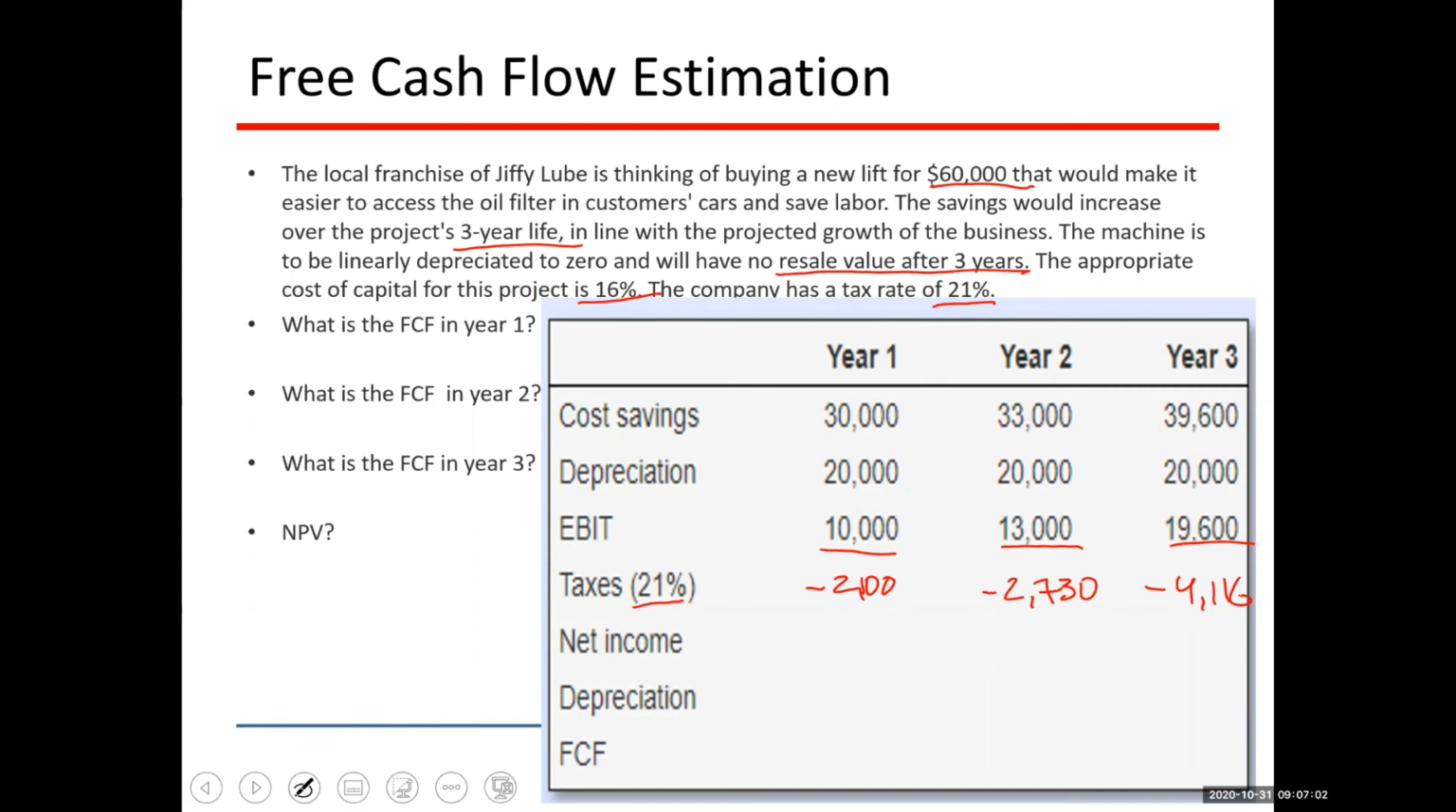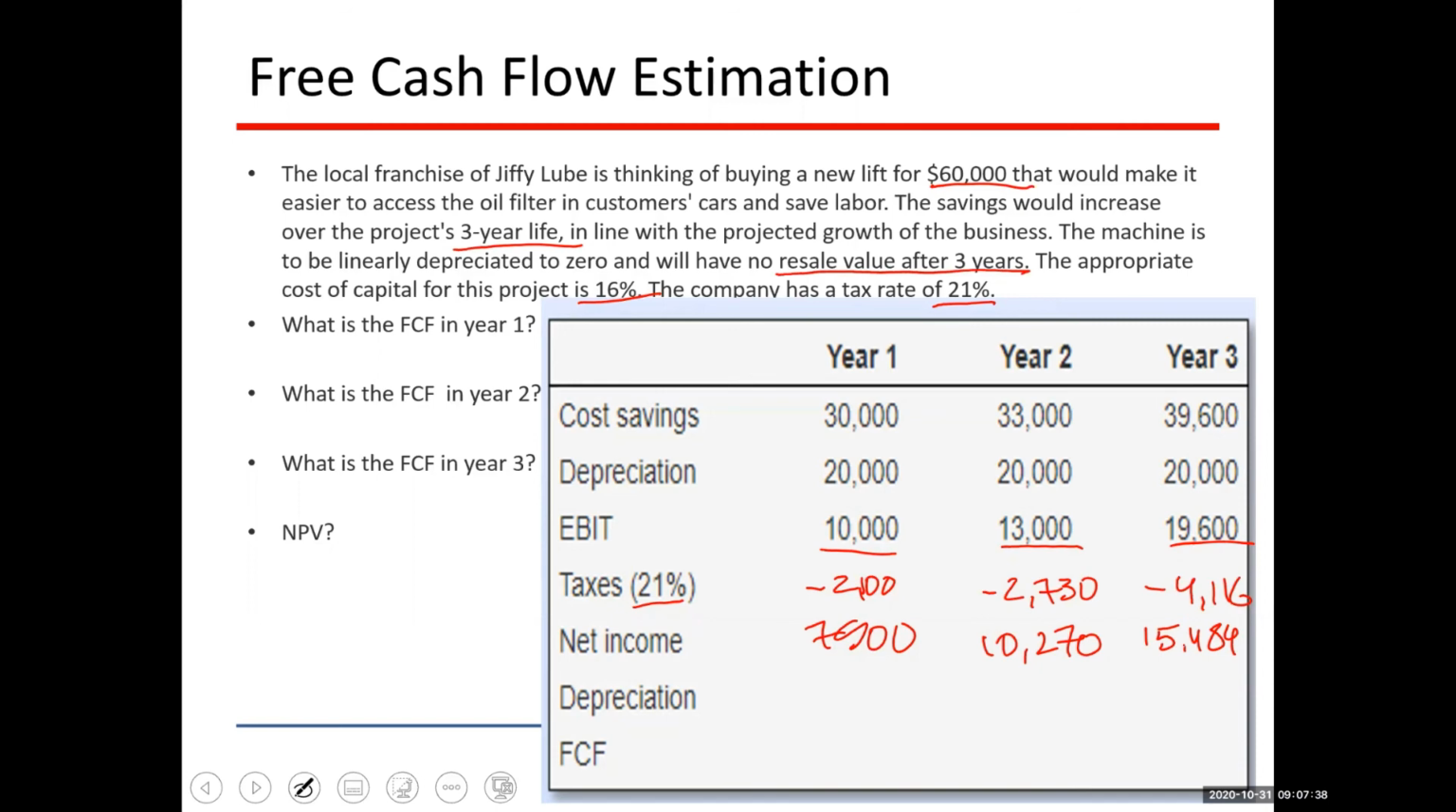Net income will be just the difference between EBIT and tax. So here it's 7,900. Next year it's 10,270, and then the year after 15,484. Right, just the EBIT minus taxes.